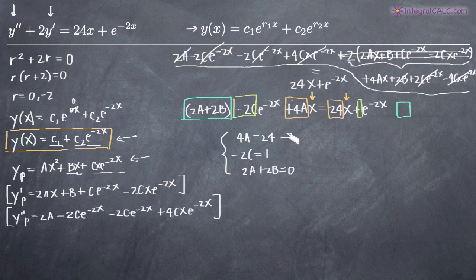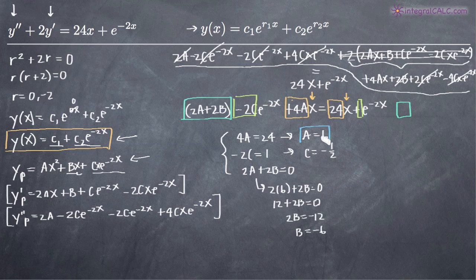So if we divide both sides of this first equation by 4, we'll find that a is equal to 6. If we divide both sides of this equation by negative 2, we'll find that c is equal to negative 1/2. And then if we plug a equals 6 into our third equation, we'll get 2 times 6 plus 2b equals 0. And then that gives us 12 plus 2b equals 0. If we subtract 12 from both sides, we'll get 2b equals negative 12, and then dividing both sides by 2, we find that b is equal to negative 6. So these are now our three coefficients, a, b, and c.